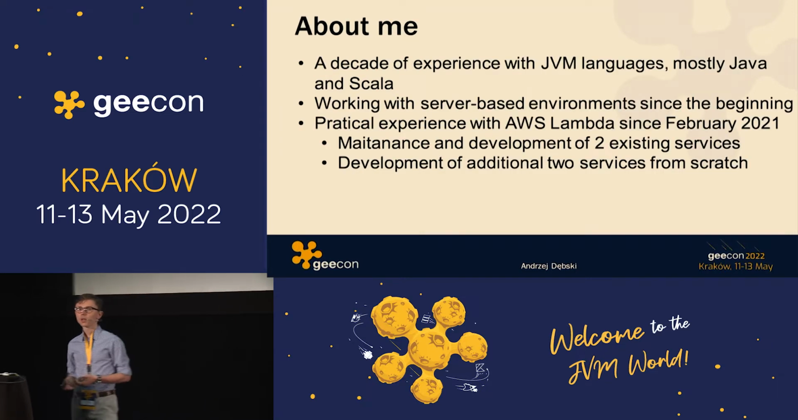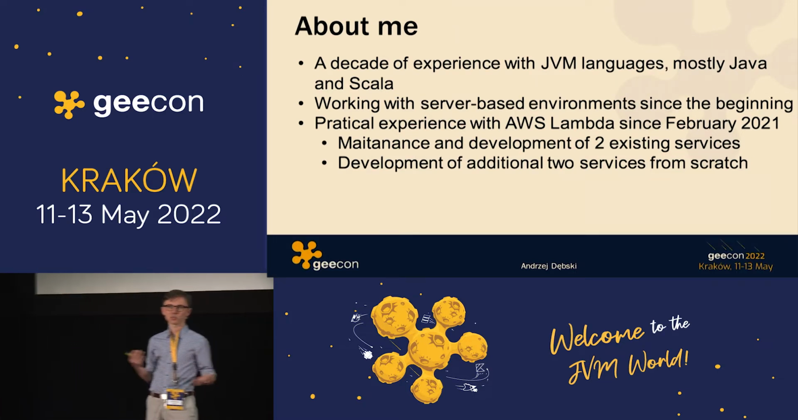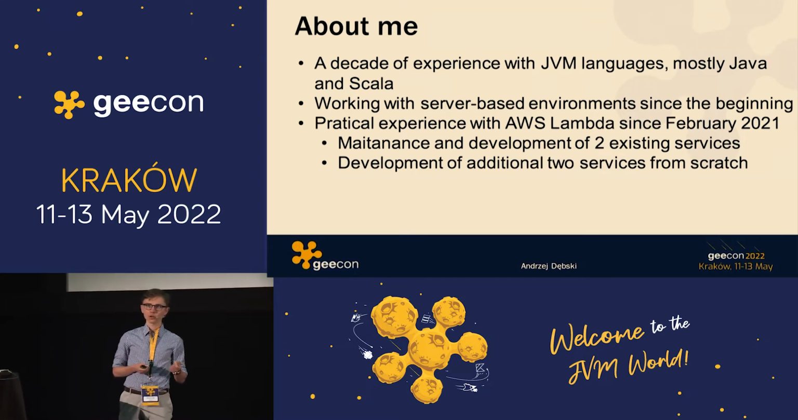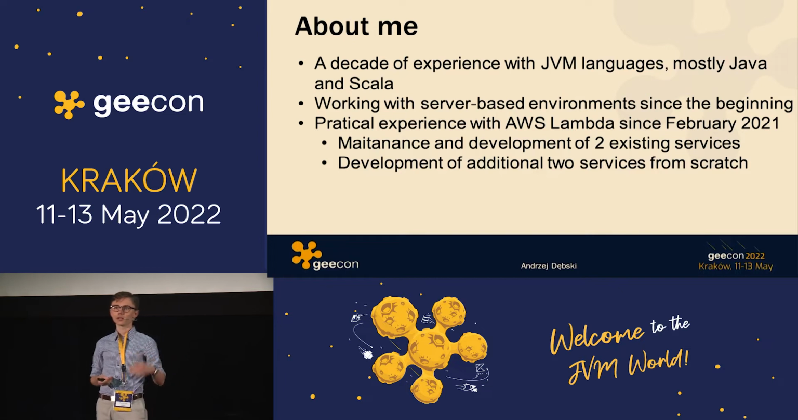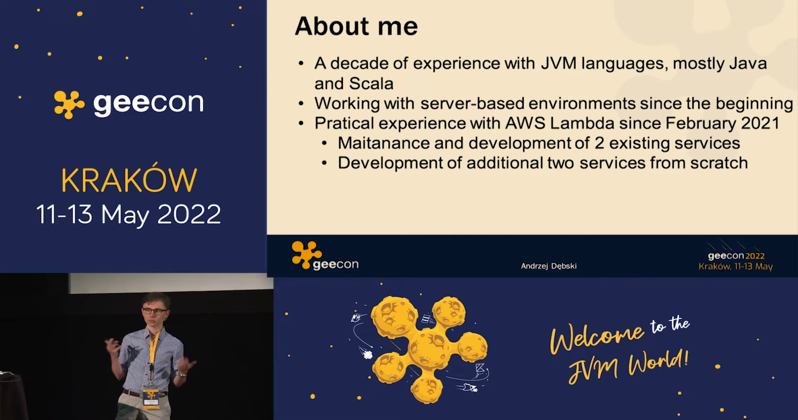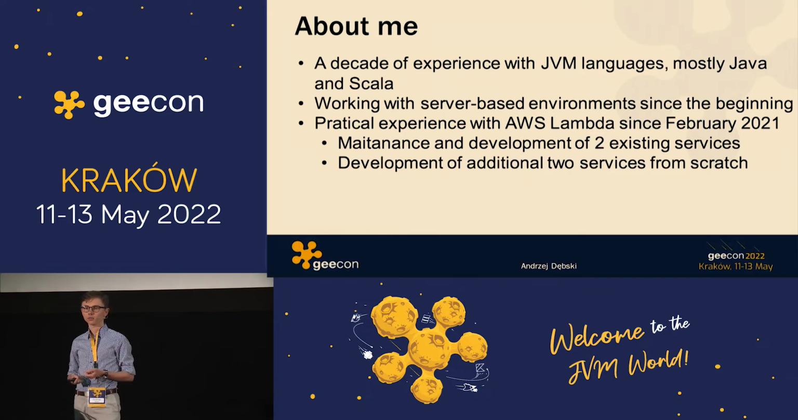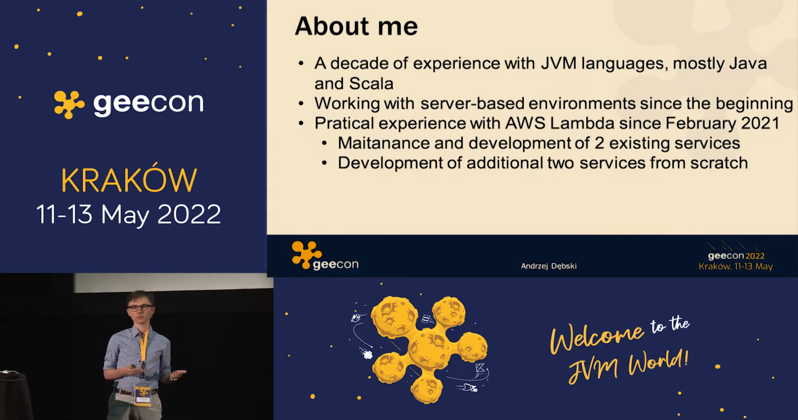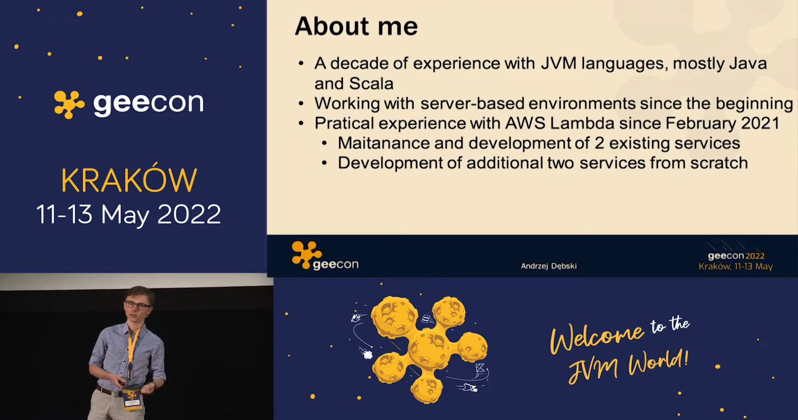A little bit about me. I've been working with JVM for almost a decade. Since the beginning, I've used Java, and since 2015, I've been using Scala on and off, depending on the project. Until February last year, all of the software that I've helped to develop was deployed either on-premise, so in data centers, or on virtual machines like EC2, but basically on servers. But in February last year, I joined a team in Amazon that used Lambda extensively across 2 different services.